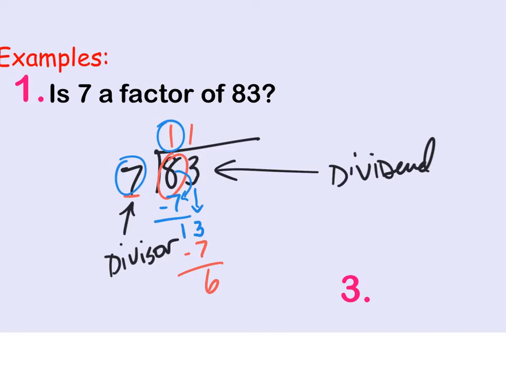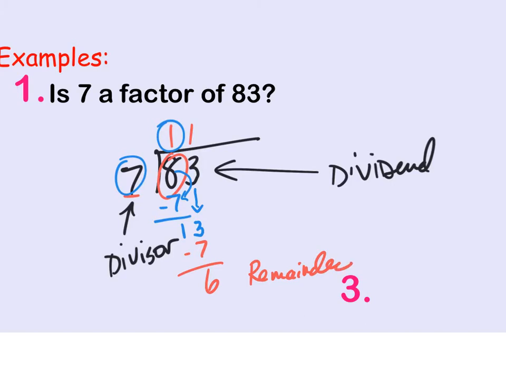Now, a lot of people right there are kind of stumped. They don't know if they should bring down something else that isn't even there. They don't know what the 6 is. And they don't know how to finish. Okay. Well, there's two choices. You can either say, is 7 a factor of 83? And the answer is no, because it has a remainder. Did you remember that word? Of 6.